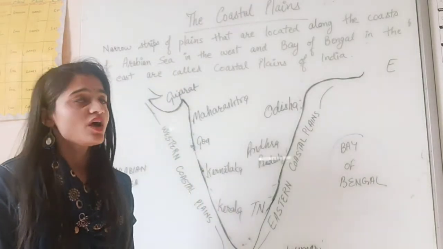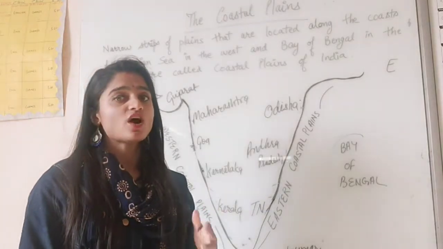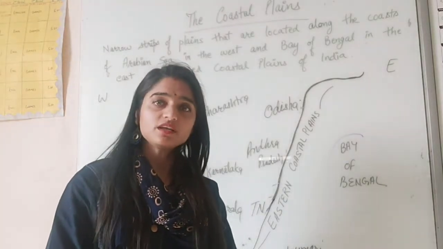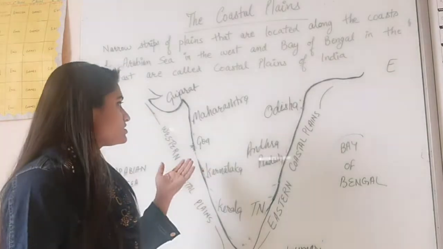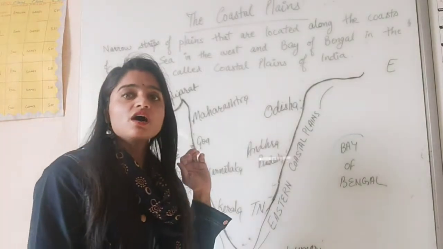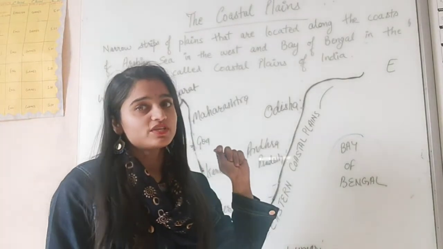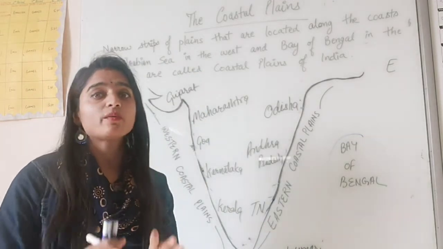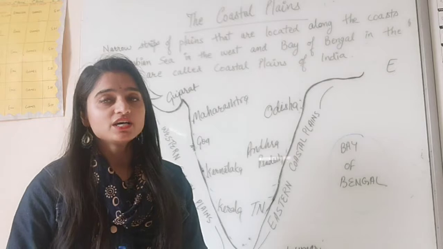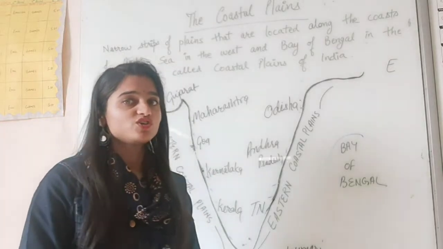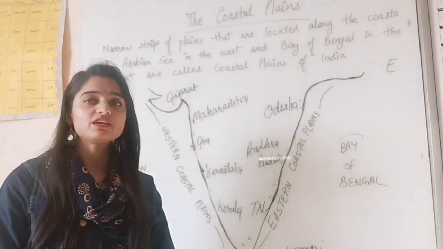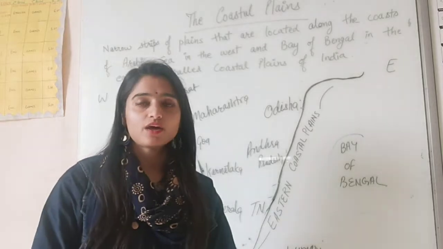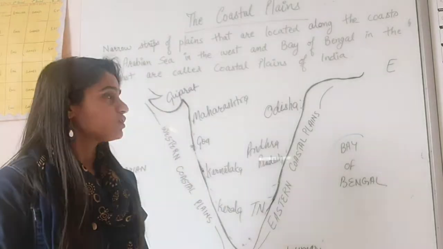So these are the basic terminologies to be understood: what is a coast, what is a coastline, what are Indian coastal plains, and how many types of Indian coastal plains there are. Then the names of the states that lie on the western coastal plains and on the eastern coastal plains, plus the place where both the coastal plains meet. So this was the basic information that we came across till now. Moving on to the next topic.